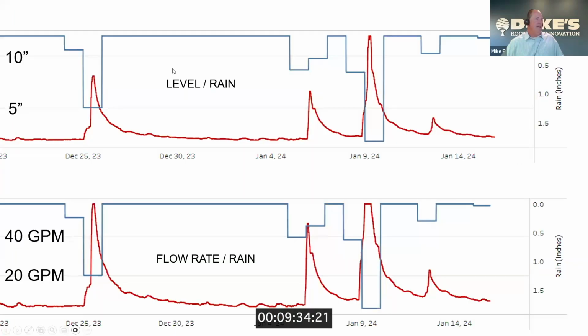So dialing in to the graph there, there's two graphs here. The one on the top is level. The one on the bottom is the estimated flow values. The red is the level, so that's just the level of the sewer, and the blue is the rain. It's inverted, so you can see what's on the y-axis over here on the right. So you can see kind of the January 9th rain event, and you can see one over here. It looks like it's on Christmas.